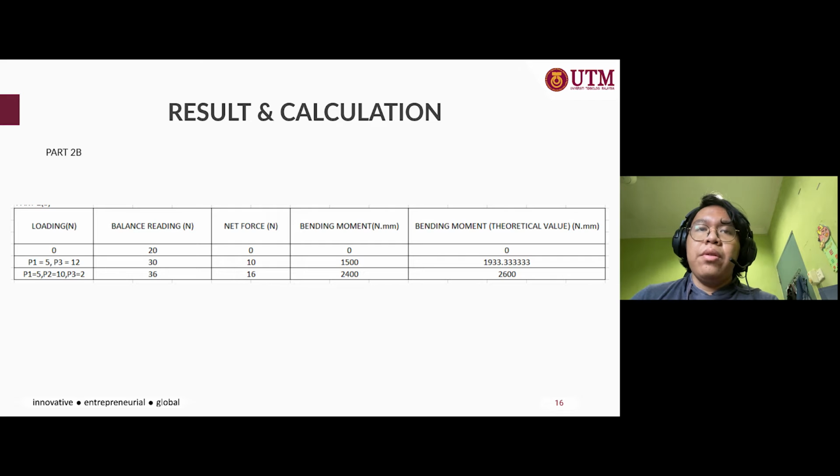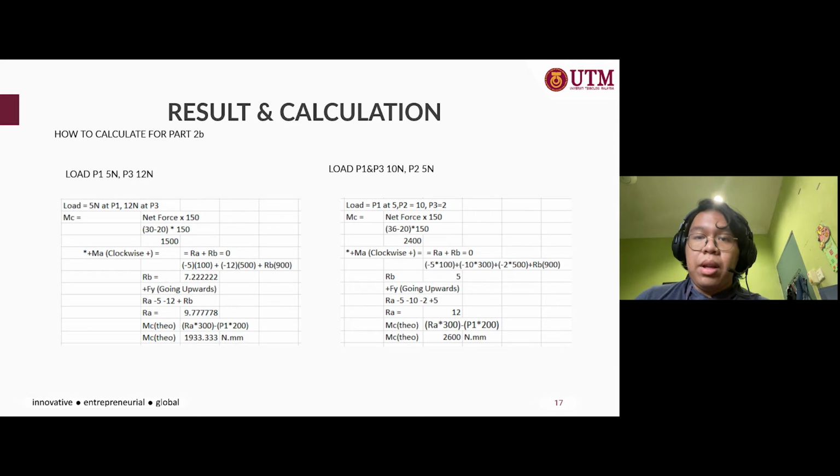So as it follows, it's almost the same as before, but this time we'll be calculating P1 equals 5, P3 equals 12, and then P1 equals 5, P2 10, and P3 equals 2. The bending moment for P1 5 and P3 12 will be 1500. Theoretically, it will be 1933.33. For P1 5, P2 10, and P3 2, the bending moment is 2400, and theoretically the bending moment would be 2600.